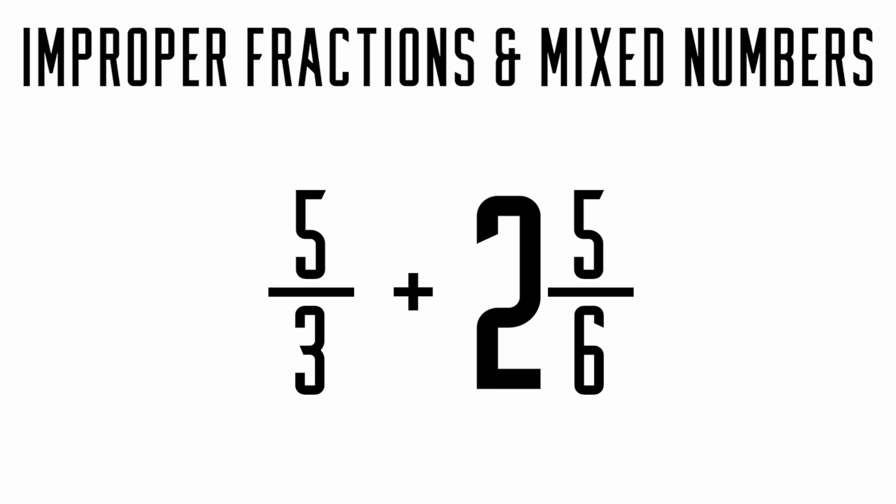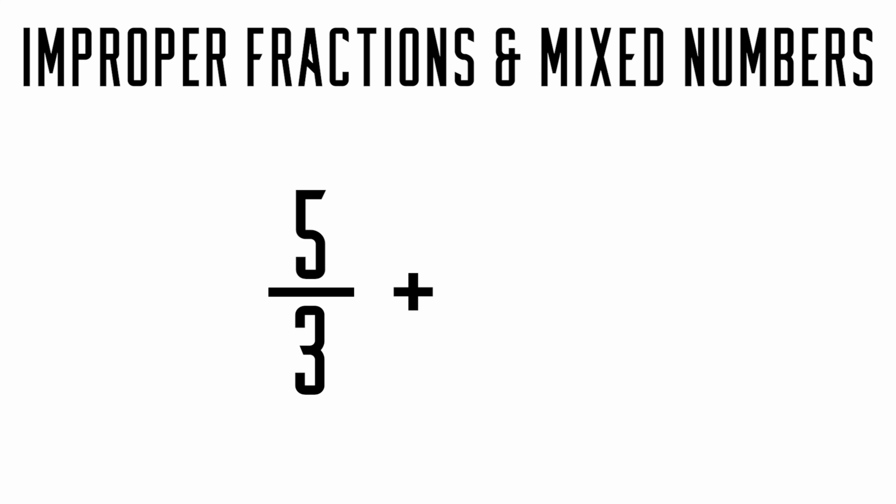Now we will convert the 2 5/6. Again, 2 times 6 is 12. If we add 5, that is 17 over 6 as our improper fraction. Now we have a sum of 5 over 3 plus 17 over 6.